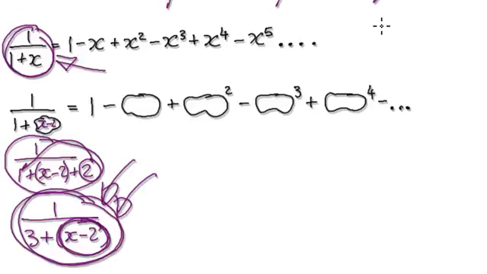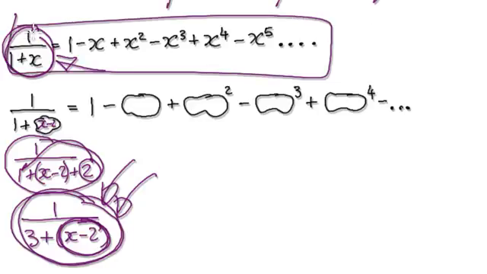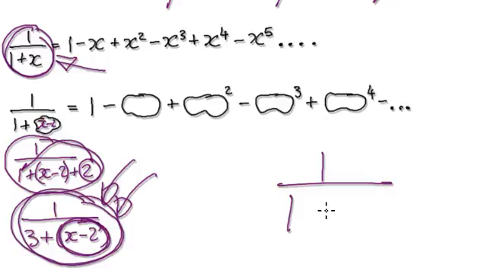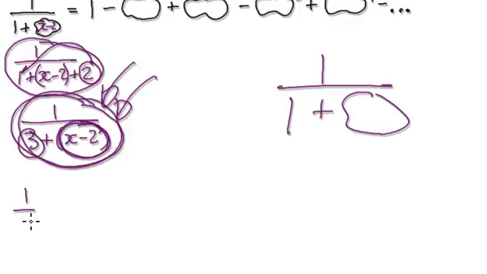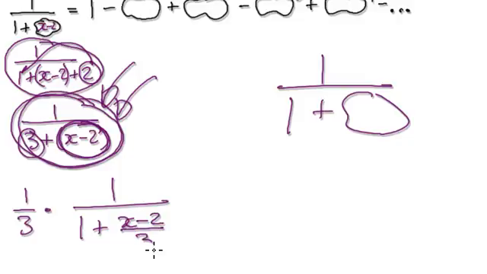But in order for us to make use of this, we need it in the form of 1 over 1 plus a bubble. But here we've got a 3. So what we do is we factor out the 3. So it looks like this. Factor out the 3, so that will then become 1 plus x minus 2 over 3. Now if you multiply this times this and this times this, it will give you this thing here. So this is exactly the same as this.